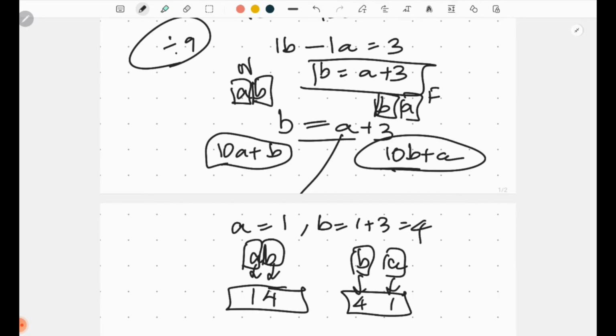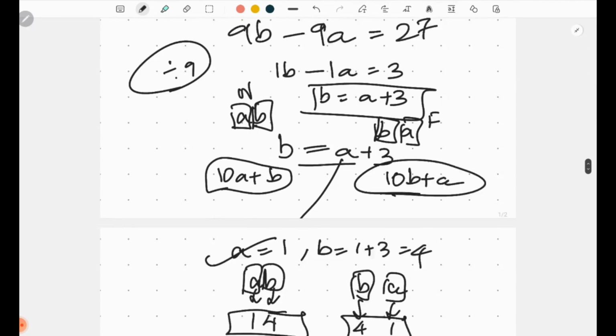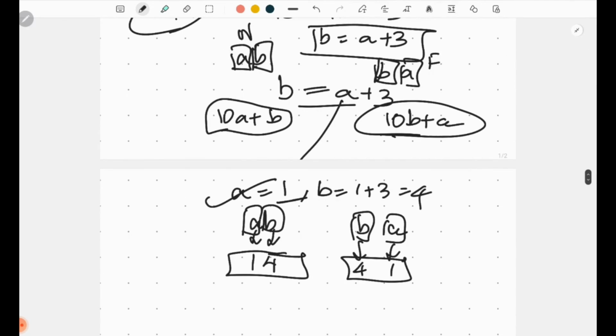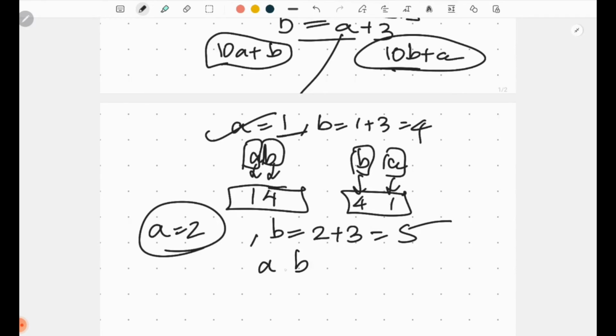Their ages, the digits were reversed. So that was when a is equal to 1. So the question asks for the next case when this is going to happen. So this was a is equal to 1. Let's try a is equal to 2. If a is equal to 2, then b is equal to 2 plus 3, because b is a plus 3. So this is going to be 5, which means ab is going to be 25, ba is going to be 52.